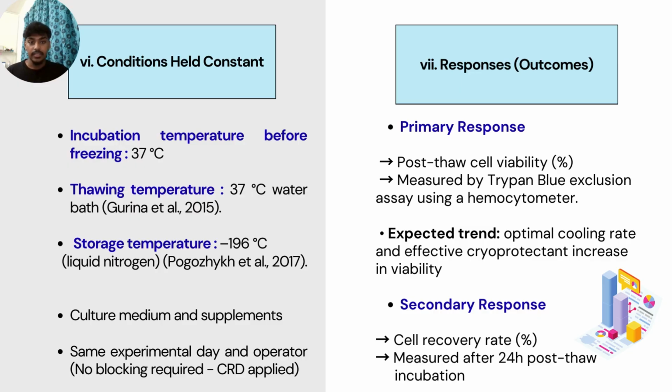Other than that, the responses. So the primary response measured in this study is post-thaw cell viability expressed as percentage. This is measured using the trypan blue exclusion assay with the hemocytometer. We expect that an optimal cooling rate combined with an effective cryoprotectant will result in high cell viability. A secondary response is the cell recovery rate measured after 24 hours of post-thaw incubation.